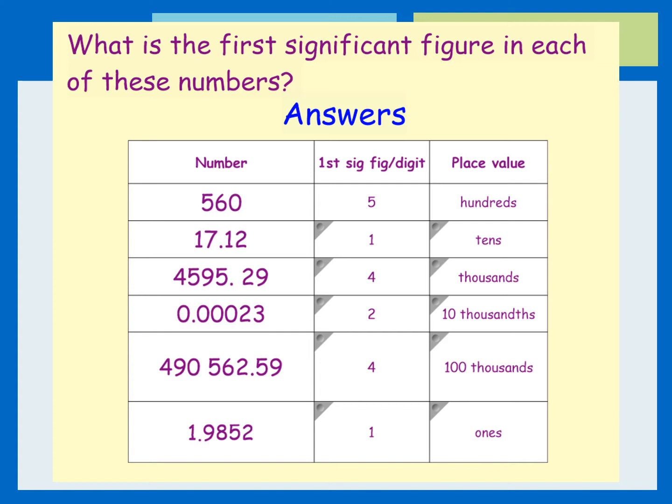Now, out of these, the only one that might catch you out is the fourth one, 0.00023. You might be tempted to write 0 as the first significant figure. This isn't the case. The answer would actually be 2, and we're going to look at this in a little bit more detail later. The last two should be more self-explanatory. So the first significant figure is going to be 4, and finally, the first significant figure would be a 1.